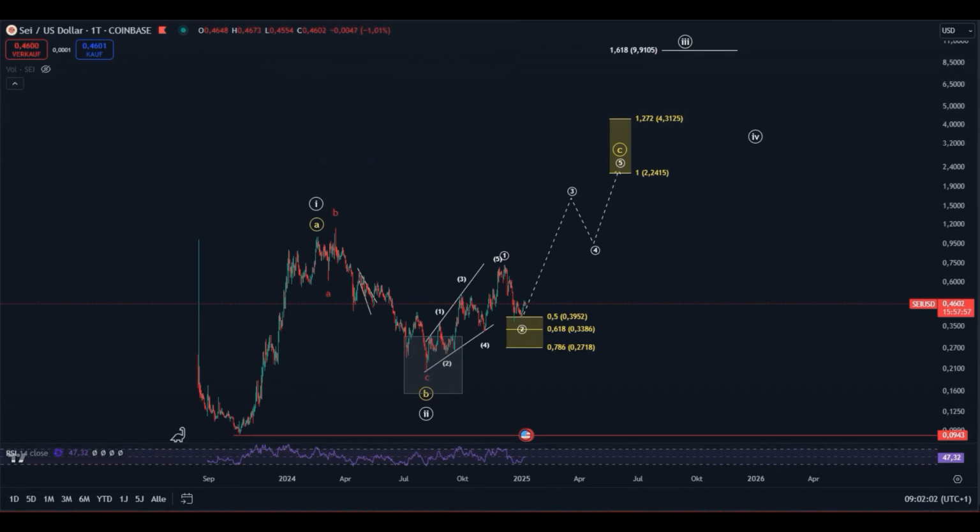And of course, we also want to take a short-term look at the coin. What does the forecast look like for the next days and weeks? That's how it looks.